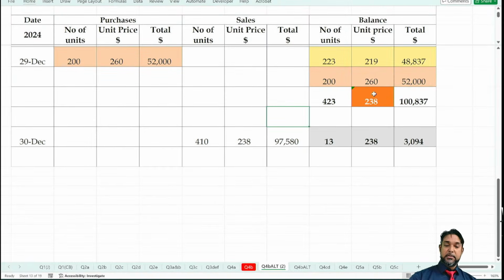Now, again, to find the new weighted average cost, you divide total dollar value by total number of units. Cost divided by quantity, price cost per unit. And then you had a final sale, you sold 410 out of 423, you had 13 left at the same 238, giving us an ending inventory balance of 3,094.